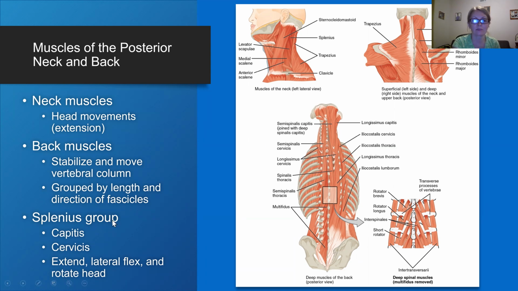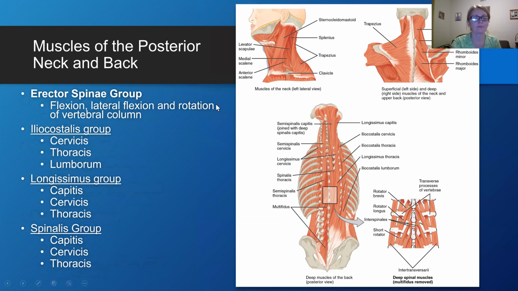And we have a splenius group, like splenius capitis and splenius cervicis, right? And they extend, laterally flex and rotate the head. So extend and then laterally flex and rotate, right? That's the movement. Then we have the whole group called the erector spinae group. And the name erector means that's what keeps you upright.